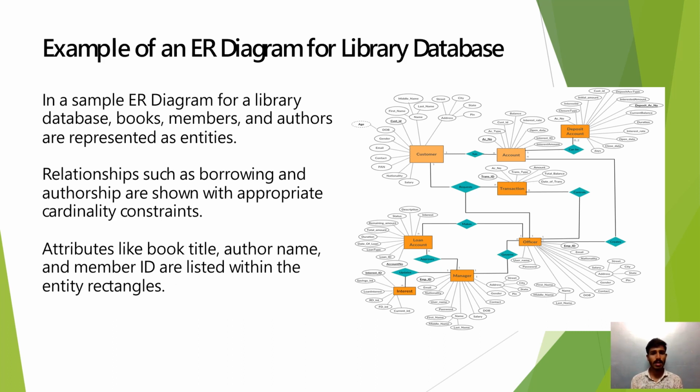Examples of an ER diagram for library database. In a sample ER diagram for a library database, books, members, and authors are represented as entities. Relationships such as borrowing and authorship are shown with appropriate cardinality constraints. Attributes like book title, author name, and member ID are listed within entity rectangles.